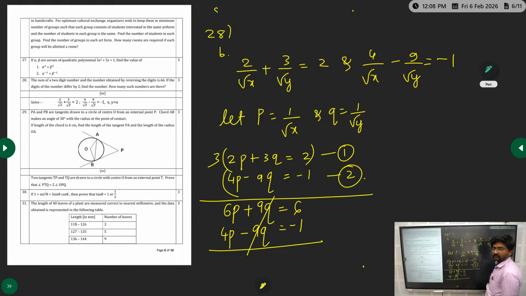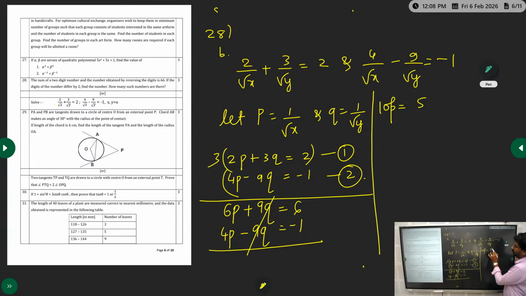Now direct cancellation. Now don't waste your time by changing the sign. You'll get one more equation. Already the coefficients are the same and the sign is also opposite. Direct cancellation. If they are not of opposite sign, then you have to change the sign. What is 6p plus 4p? 10p is equal to 5. 5 ones are 5.